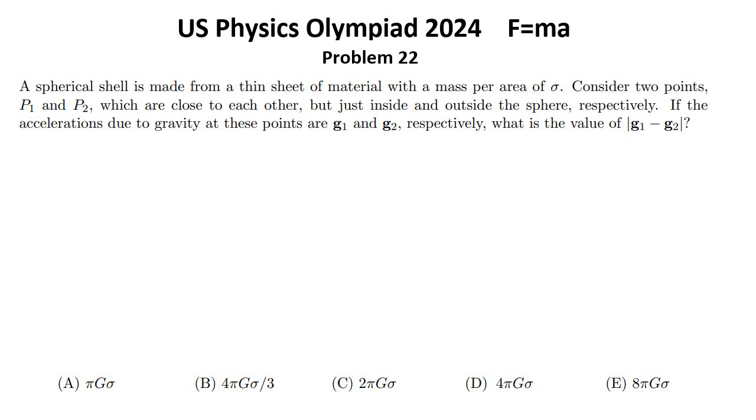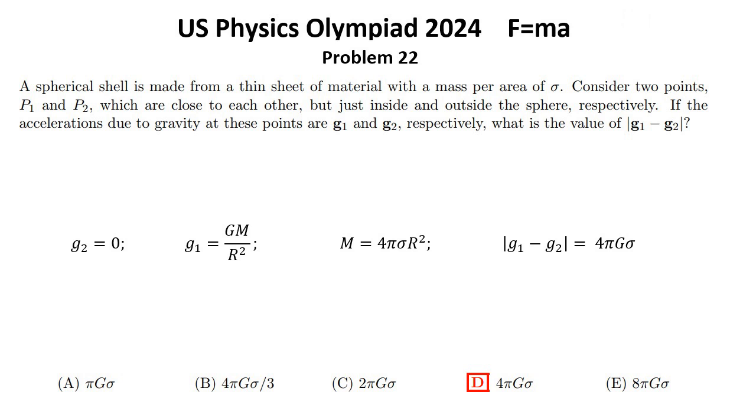Solution to problem number 22. Suppose the shell has radius r. By the shell theorem, the gravitational field vanishes inside, so g2 equals 0. The gravitational field just outside has magnitude g1 equals G m over r squared, where mass m equals 4 pi sigma r squared is the total mass of the shell. Thus, the unknown variable r cancels out, and the answer is 4 pi G sigma.